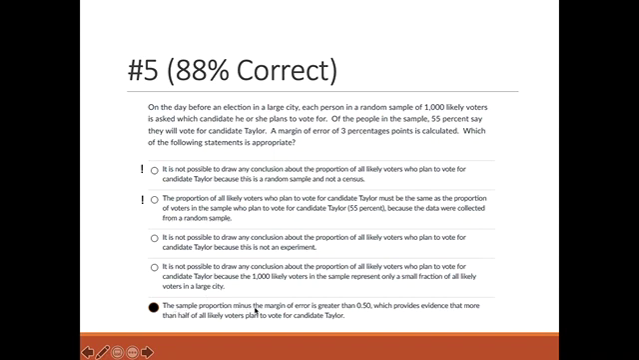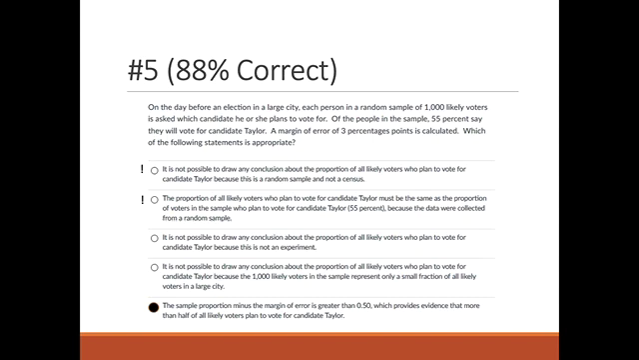The lower boundary, the sample proportion minus the margin of error, is still greater than 50%. So we have evidence that more than half of voters intend to vote for Taylor. These were the two most commonly selected wrong answers. So it's not possible to draw a conclusion. Well, yeah, we can draw a conclusion here because what we want to do is actually build the confidence interval from the values in the statement above, and then we can make our comparison.